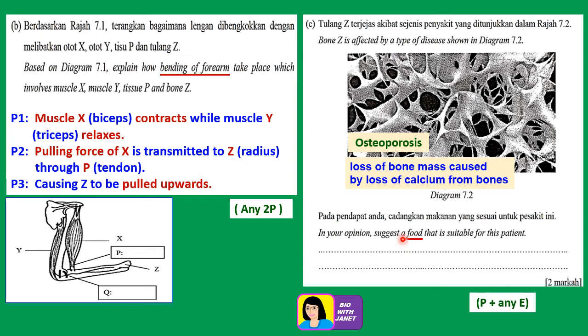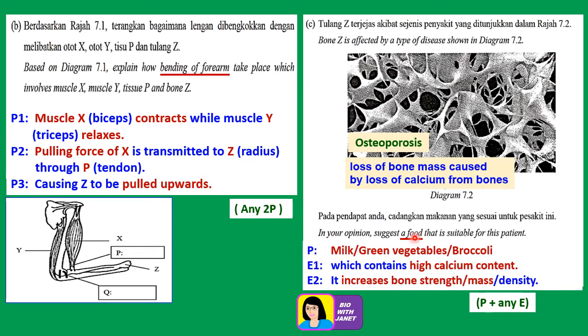So you're asked to suggest a food. So here, suggest a specific food. Don't just write dairy products, okay? So our answer can be milk, cheese also can, right? Green vegetables, anchovies. In Malay, we call that ikan bilis, right? Anchovies, or even a vegetable like broccoli.